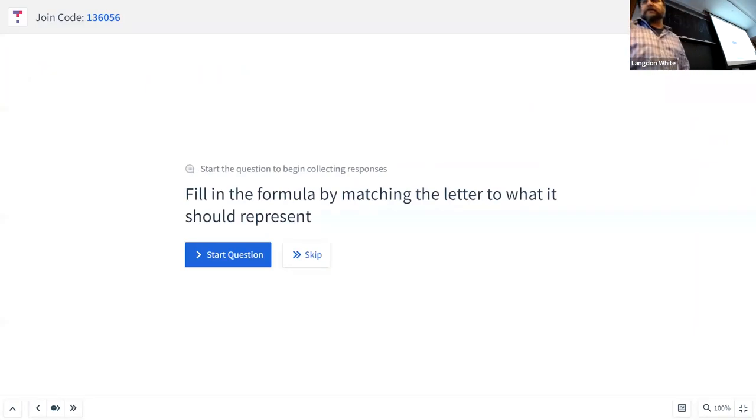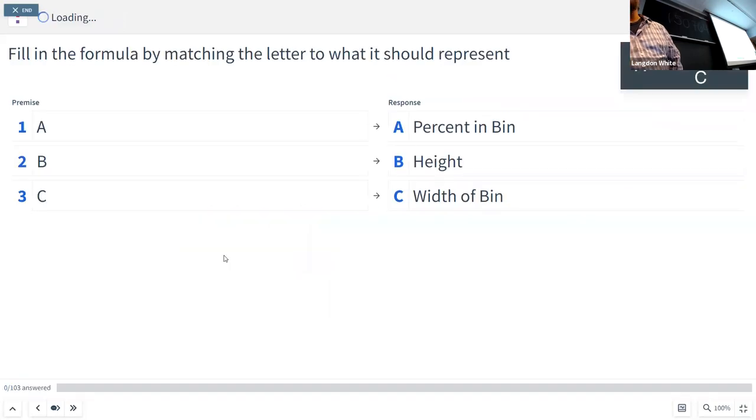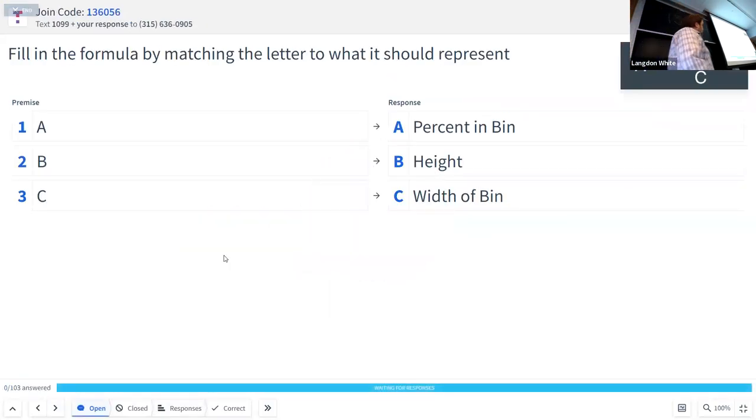All right, so what about this? This is that formula we just saw. If you notice, the graphic is in the top right. So which one is A, which one is B, which one is C?